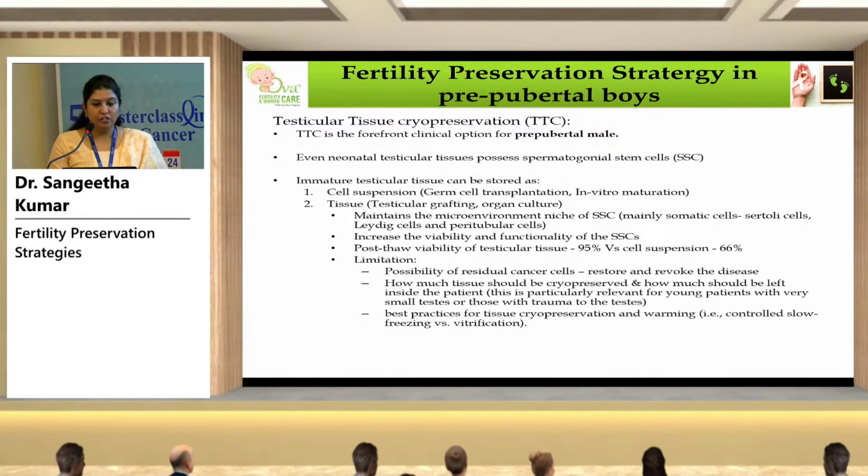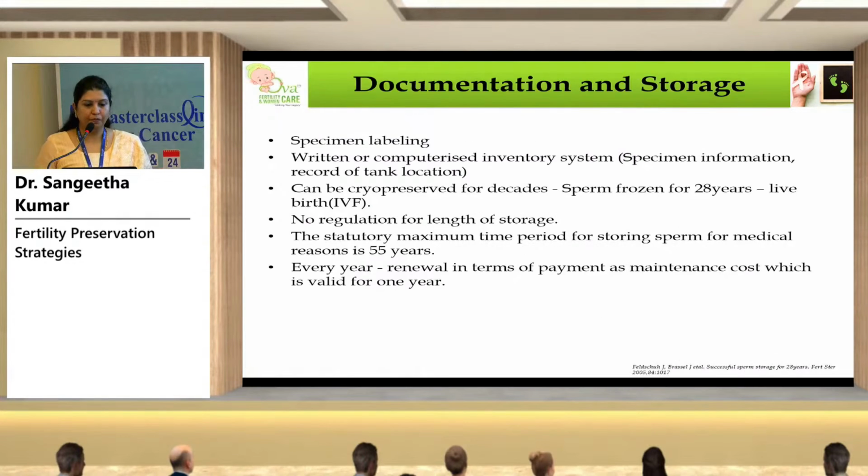Fertility preservation strategies in prepubertal boys. This is testicular tissue cryopreservation. Again, this is the experimental one, where live birth rate has not been achieved till date. Here, testicular tissue cryopreservation is the only option for prepubertal males. Even neonatal testicular tissue possesses spermatogonial stem cells. So either they can be frozen as a cell suspension or as testicular tissue. So in males, the recommended option is sperm cryopreservation.